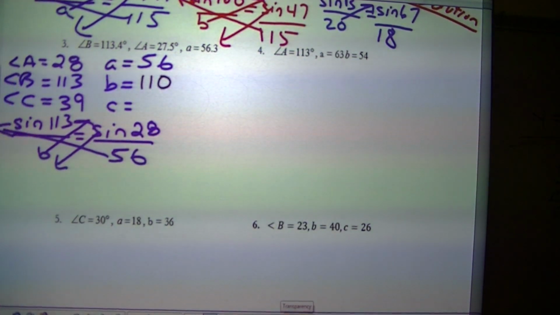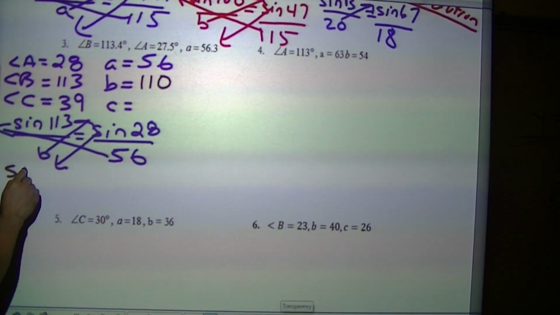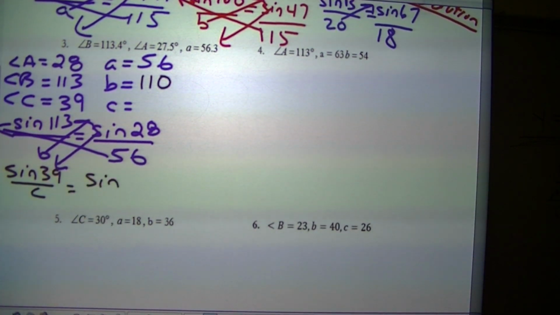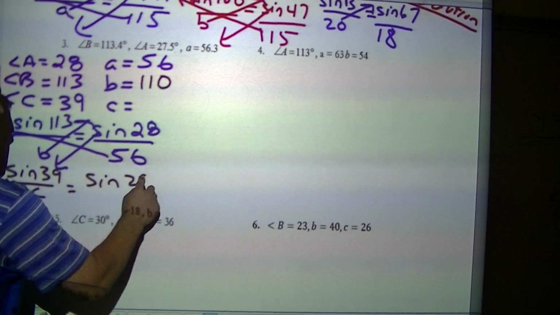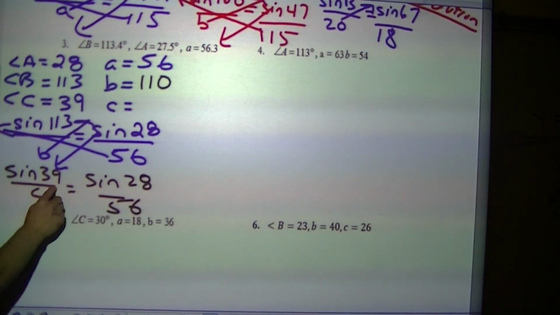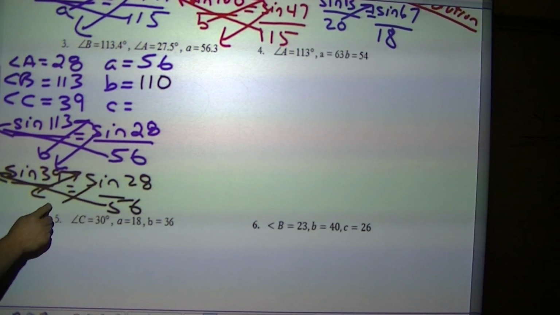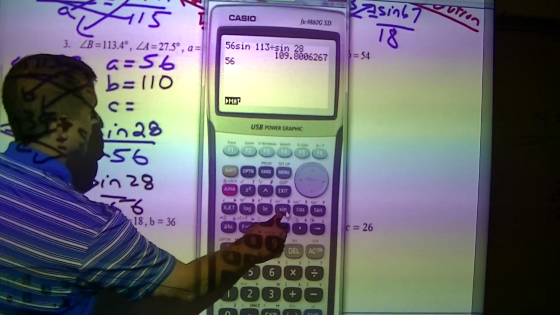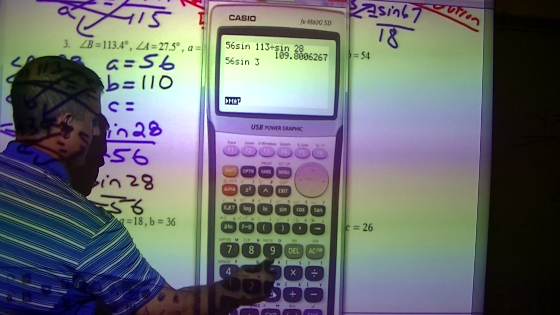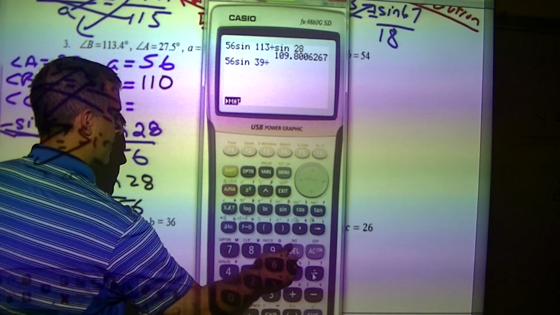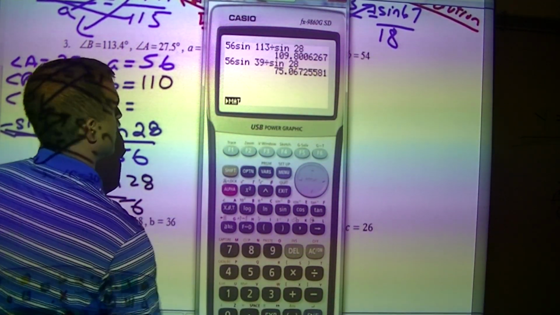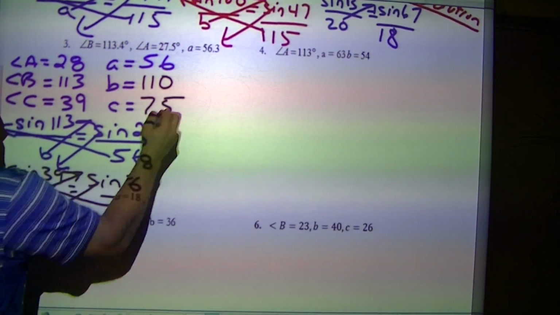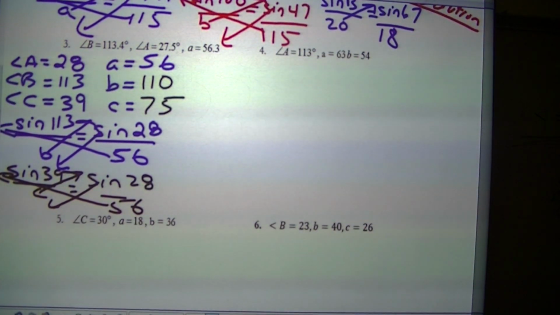And then I'm going to repeat that same thing here. So sine of 39 over little c equals sine of 28 over 56. C goes up, 56 goes over, sine of 28 comes down. So 56 sine of 39 divided by sine of 28. That's going to be about 75. Since it's regular law of sines, I do not need to worry about the other one.